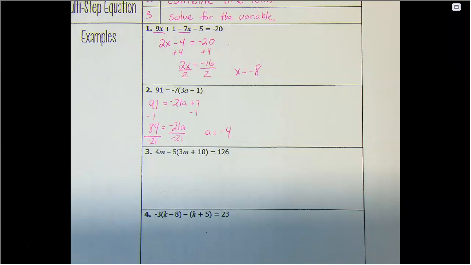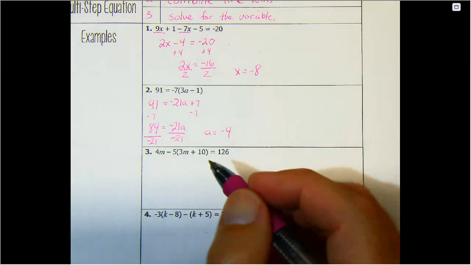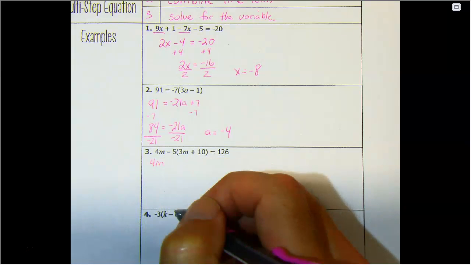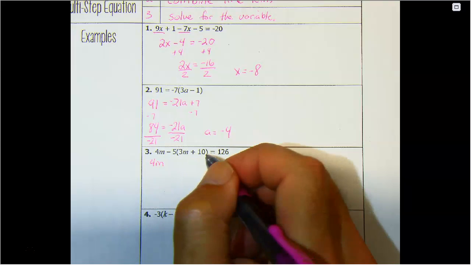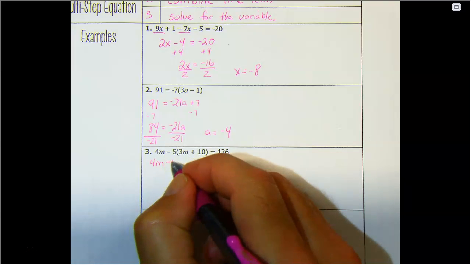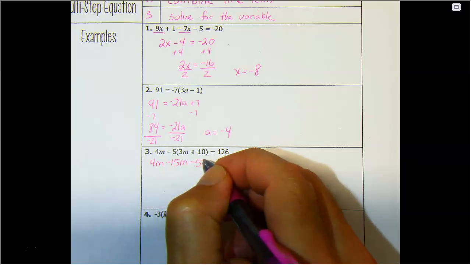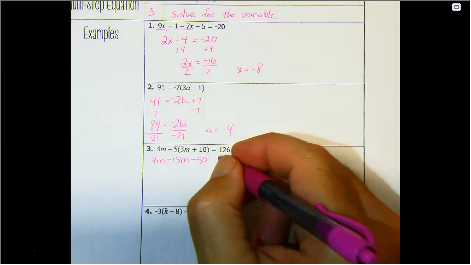And again, this is that process all the way through. We're going to have some parentheses we got to get rid of. We're going to combine some like terms, and sometimes we'll have different looks to them. But in reality, it's all the same thing. 4m, and nothing's going to happen to the 4m. Negative 5 is attached to a parenthesis, so we're going to distribute that. That's negative 15m, and that's a negative 50 equals 126.